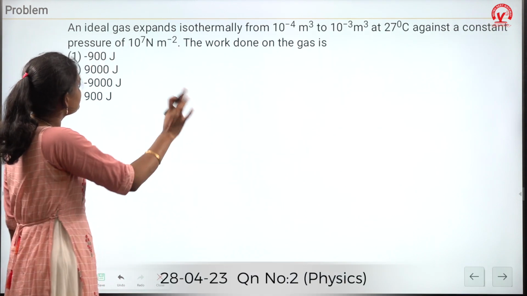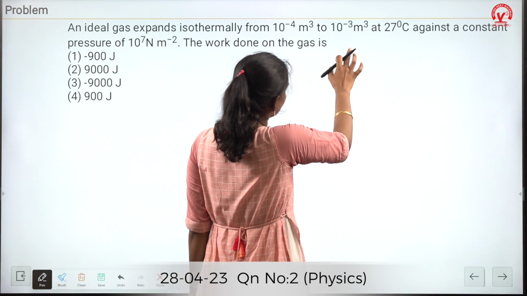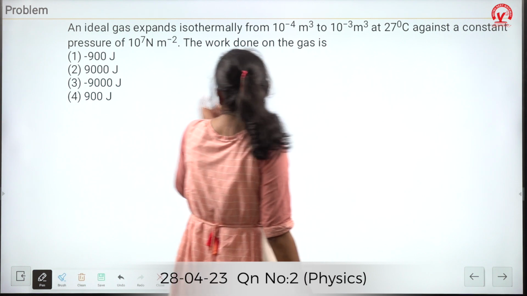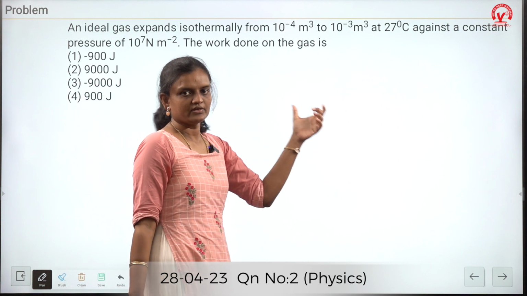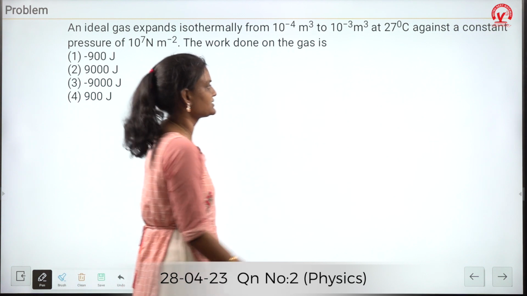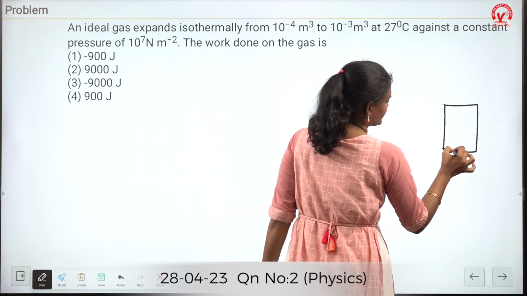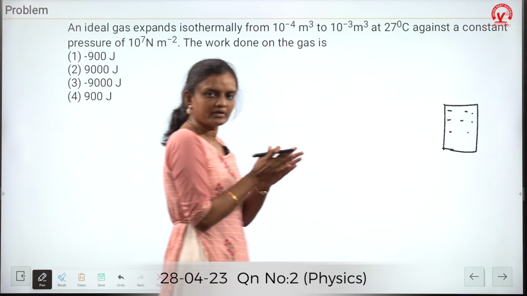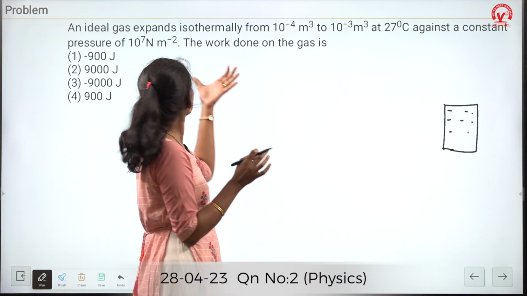An ideal gas expands isothermally from 10 power minus 4 to 10 power minus 3 meter cube at temperature 27 degrees Celsius, at constant pressure value they have given. We need to find the work done on the gas. So here the vessel consists of gas. Okay, the volume gets expanded here. So the volume of the gas gets expanded here.